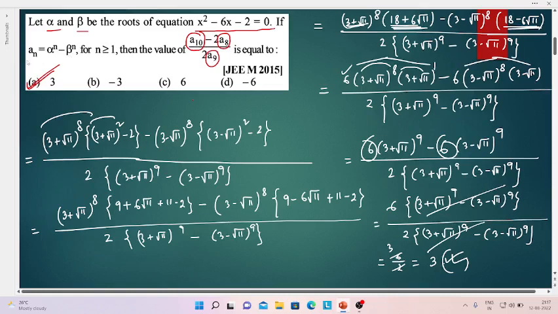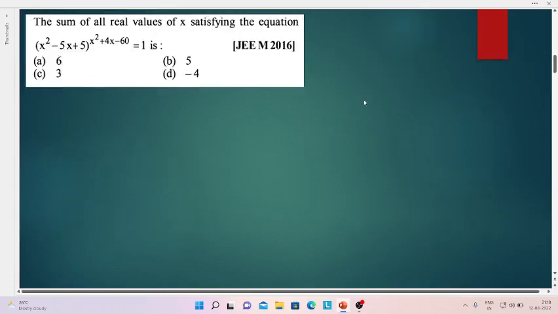Then we have to put n equals 10, n equals 8, n equals 9, because we have to find the values of a10, a8, a9, so that we can find the total value of a10 minus 2a8 upon 2a9, right? So we found the values of a10, a8, a9, and after that we put the values, do some calculations, and we will get the result, which is 3, right? So this is a very lengthy question, but it is also a very important question to understand, right? Okay, let's move to the next question.